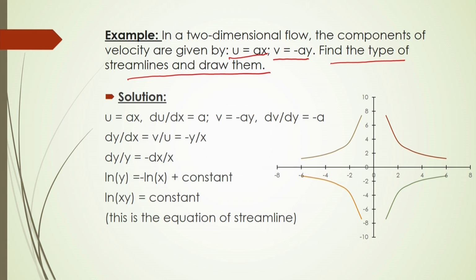So, very interesting, here it is given that the velocity component u equals a x, and then du by dx will be equal to a, and also v equals minus a y, so dv by dy will be equal to minus a.